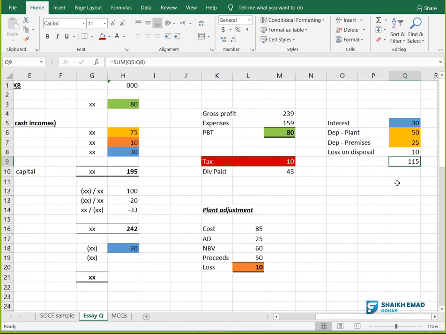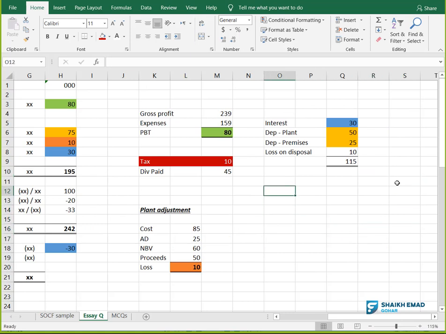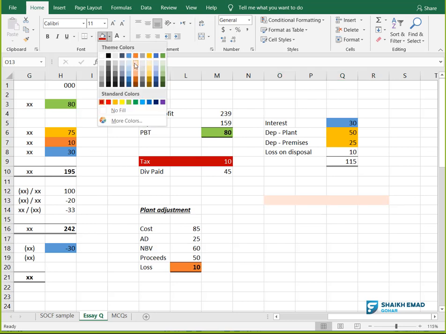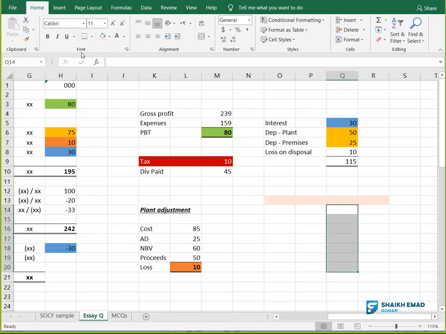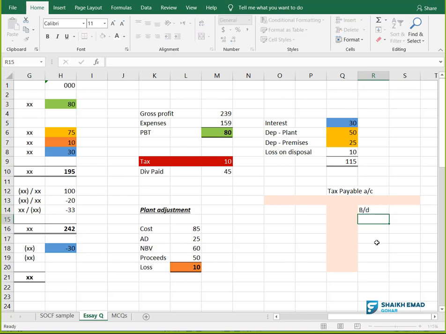So my friends, you can make a T account for tax to get this answer. Very simple. Let us make a T account for tax payable. Tax payable account. This is a payable account, so definitely the opening will be on the credit side and the closing will be on this side. Expense will be on this side and payment will be on this side. Correct me if I am wrong.